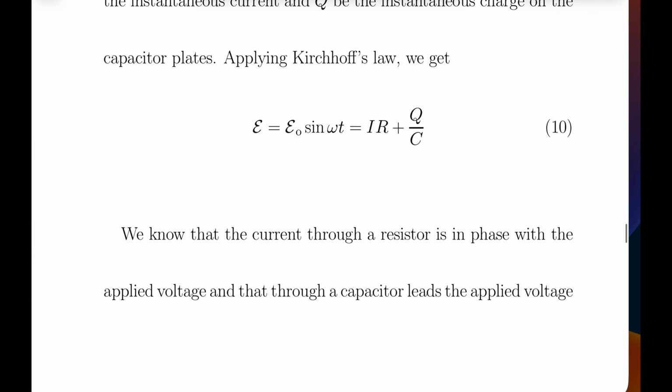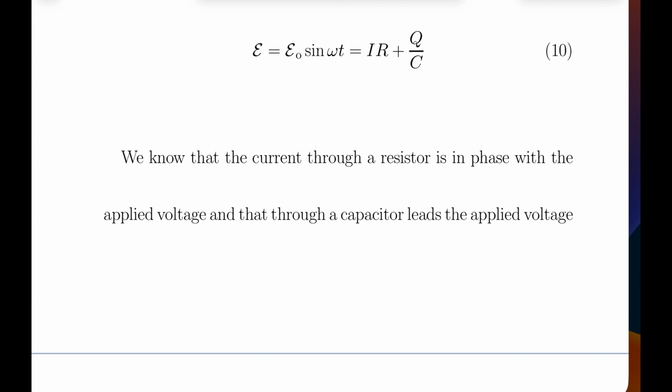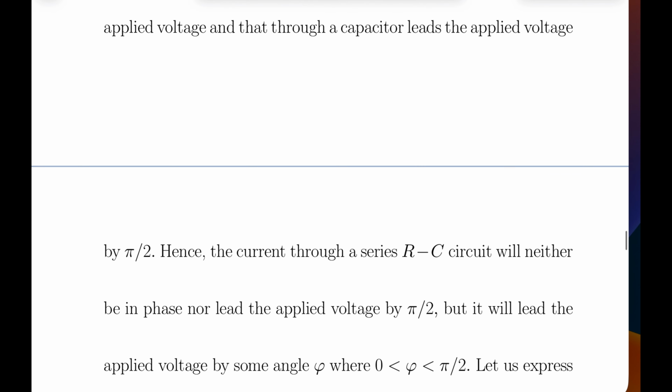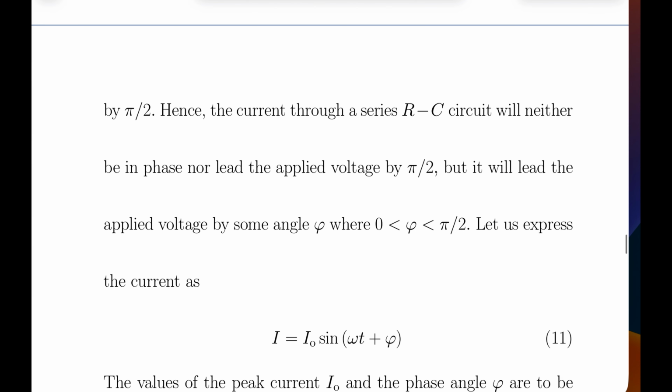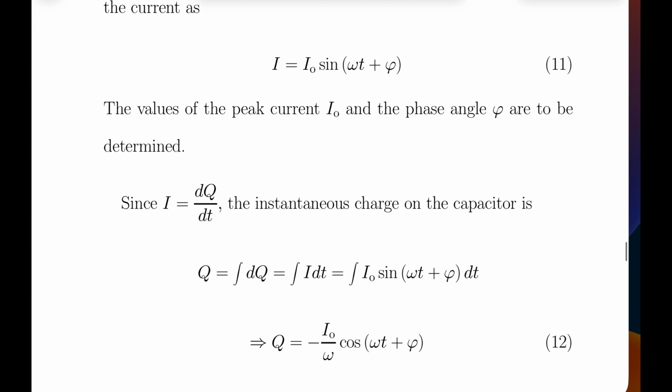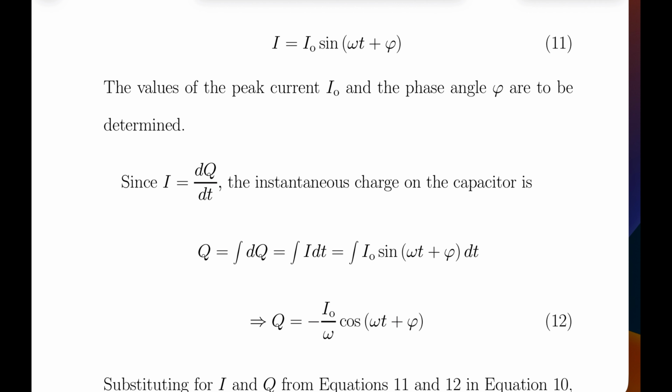We know that the current through a resistor is in phase with the applied voltage, and that through a capacitor leads the applied voltage by 90 degree. Therefore, when a current flows through a series RC circuit, the current will neither be in phase nor lead the applied voltage by 90, but will lead the applied voltage by some angle phi, where phi will lie between 0 and pi by 2. So we assume that the current is I equal to I naught sine omega t plus phi. The values of the peak current I naught and the phase angle phi are to be determined.